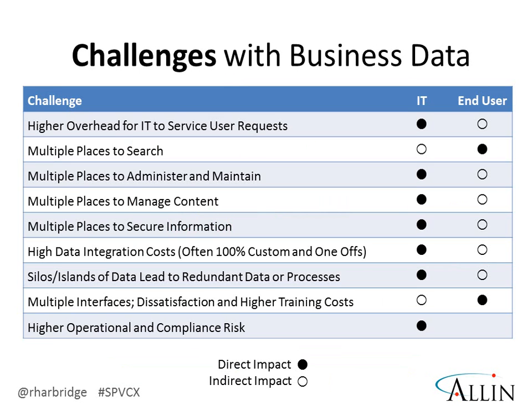So just another way of looking at those challenges with business data might be how it impacts different groups. Right, so these are the things that I mentioned in different contexts: multiple places to search, administer and manage content, multiple places to secure information. But each of these things, while they might have a direct impact on, say, IT for higher overhead to service user requests, there's an indirect impact: if we have higher overhead to service user requests, we can't service as many user requests. So the end users are affected as well, in that they're not getting as many of their requests serviced in a timely manner, right? And for all of these, they have variations of that impact. So this is what I'm trying to highlight with this graph.